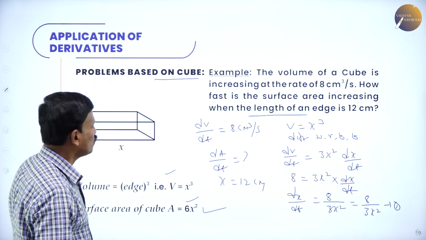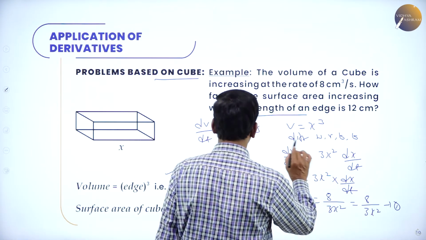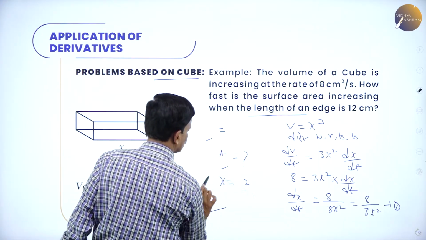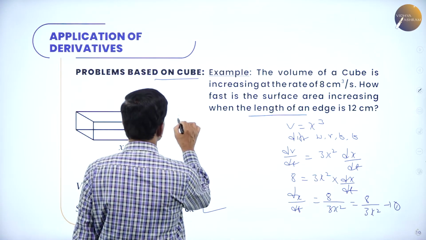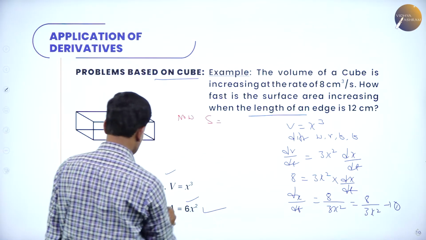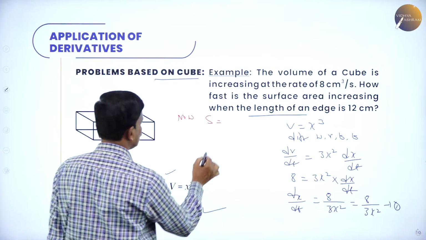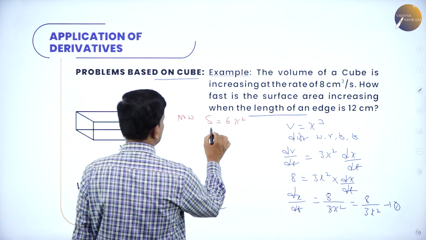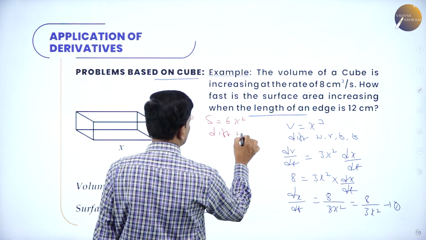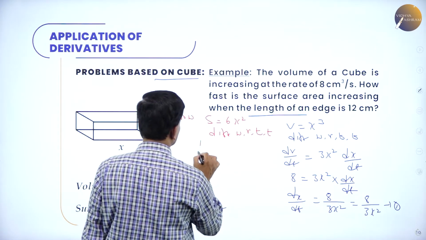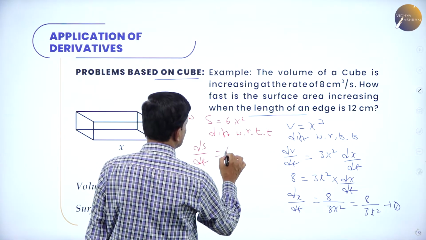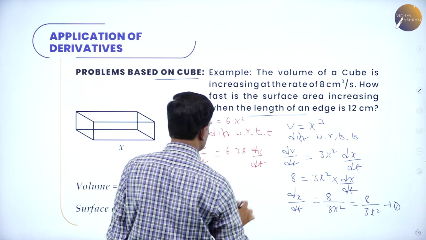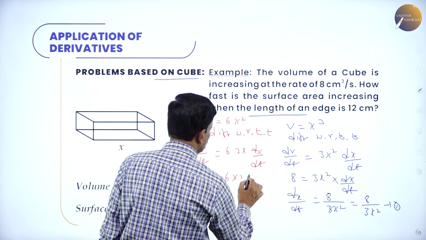Now let us use this formula. Now first what we got? dx by dt. Now what is the surface area? S is equal to 6x square. Now differentiating with respect to t, what you will get? dS by dt is equal to 6 into differentiation of x square, which is 2x into dx by dt. Now substitute the value, 6 into 2 into x.